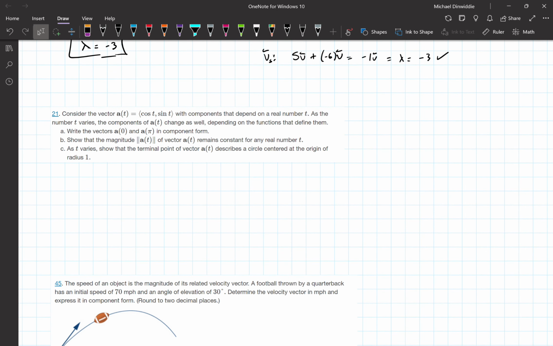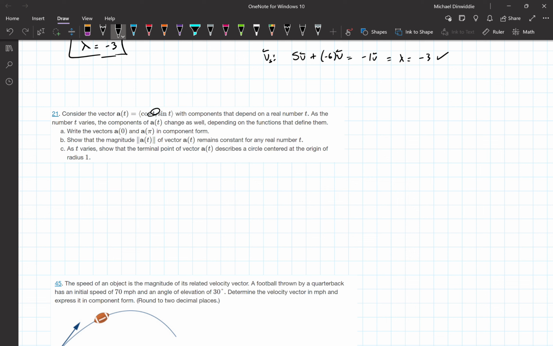Consider the vector a of t is equal to cosine t, sine t, with components that depend on a real number t. So that means as t is changing, these will actively change. Now we call this a vector valued function. You'll learn more as you continue in your calculus course. But what you need to know right now is that t can be whatever we want it to be, and it's kind of cool because we have a function now that describes a vector through time.